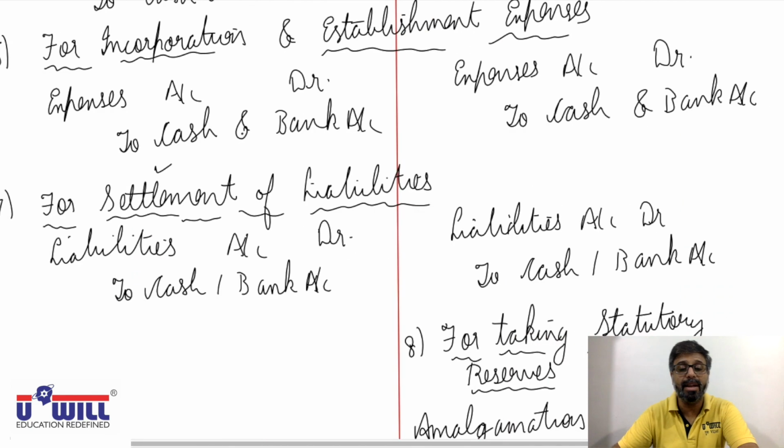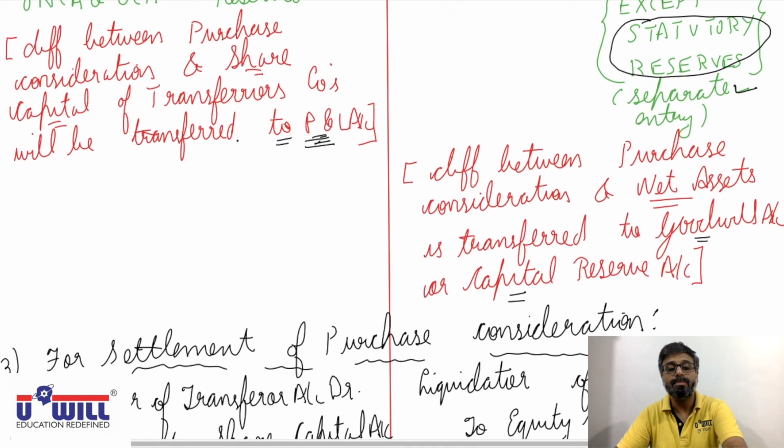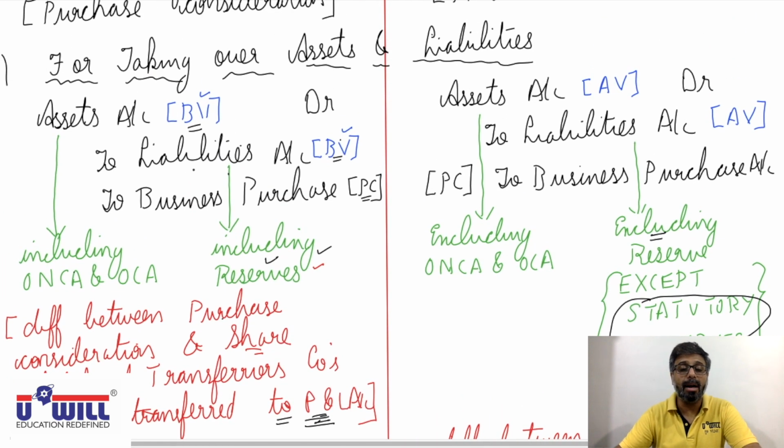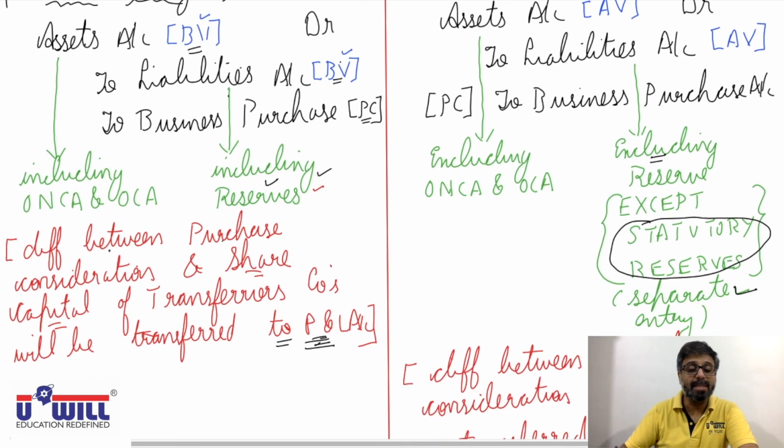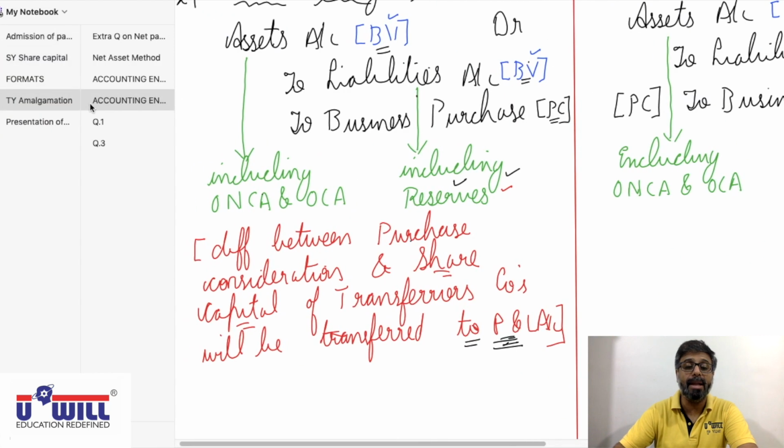See here in the summary we had done entry number 2. Assets account debit at book value, including other non-current assets and other current assets, meaning fictitious assets. To liabilities account at book value, including reserves. To business purchase account with purchase consideration. We have to find the difference between purchase consideration and share capital of transferor companies, and that difference will be transferred to P&L account. Meaning if it is a loss on acquisition, you will debit P&L account, and if it is a profit on acquisition, you will credit P&L account.